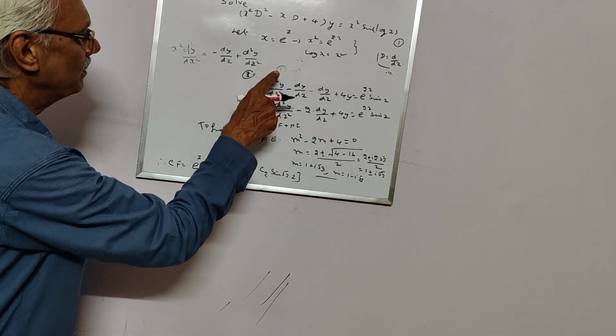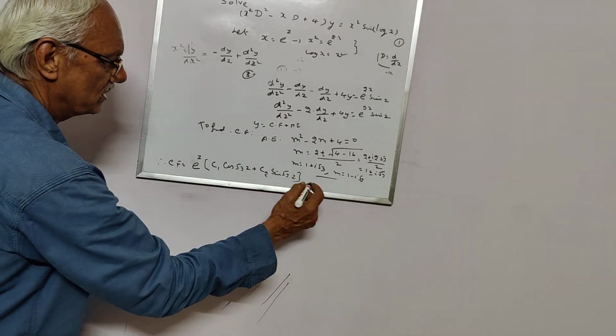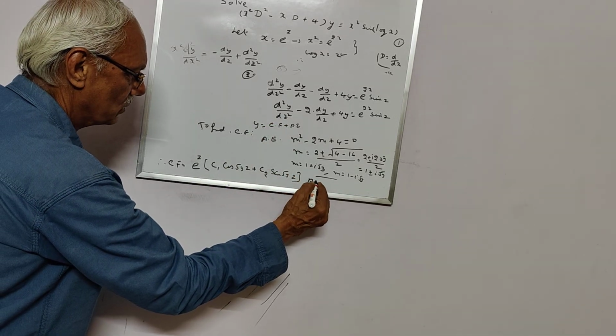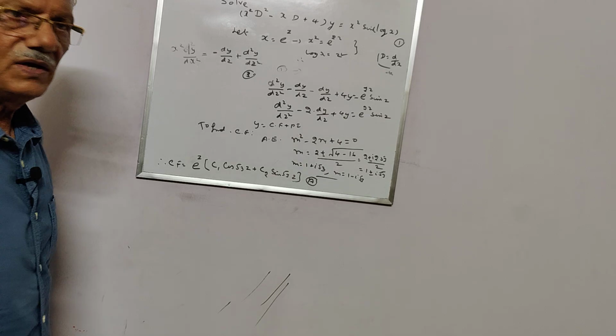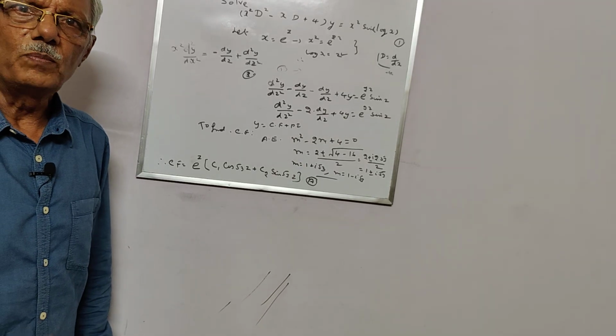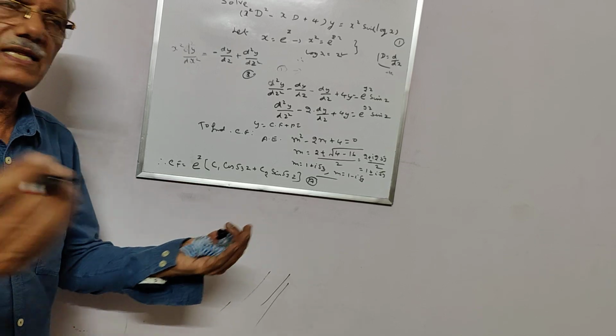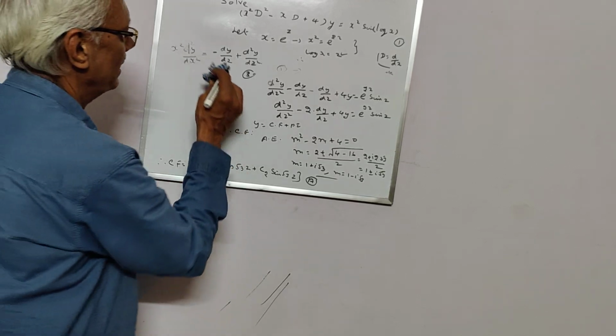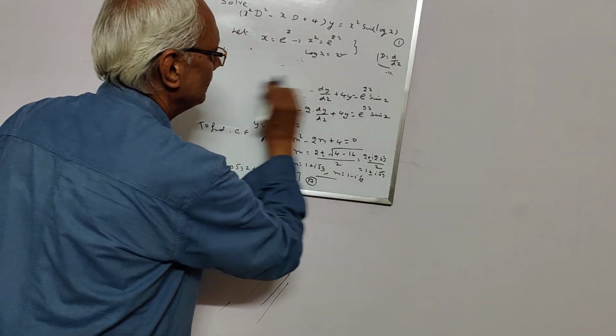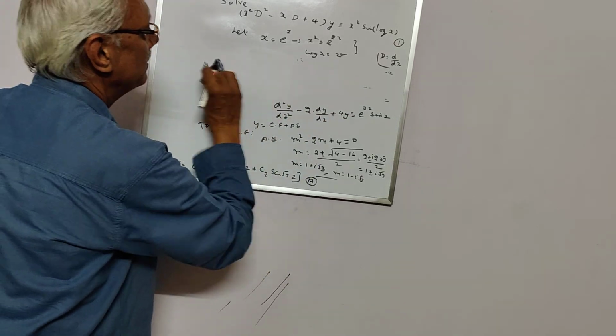Because your independent variable here is z. Therefore, call this as your complementary function. Now, we are able to get the complementary function. Find the particular integral, join them, and you will get the answer. Now, what is your particular integral? I will write it here.